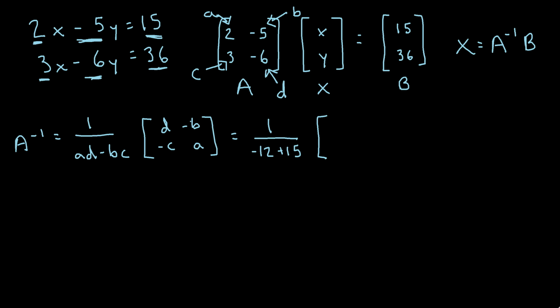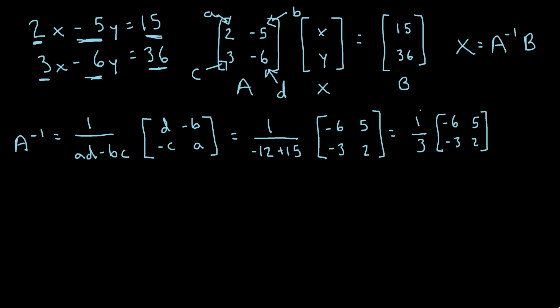Okay, and then we need to fill in the values for the matrix. D is negative 6. Negative B, B originally was negative 5, so a negative 5 is a positive 5. Negative C, C was 3, so negative C would be negative 3. And A is 2. So over here we get 1 over negative 12 plus 15, that's 3. So we get 1/3 times the matrix negative 6, negative 3, 5, and 2.